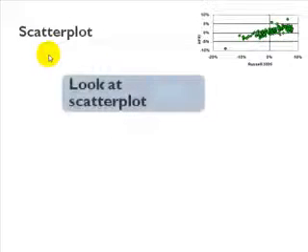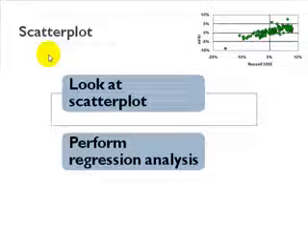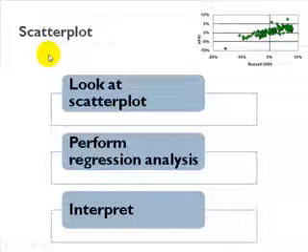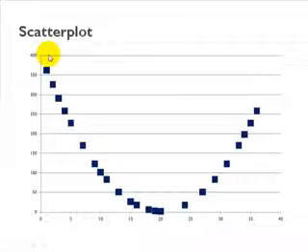There are three basic steps in a linear regression. First, we look at the scatter plot. Second, we perform the regression analysis, which generates estimates of population parameters. Third, we interpret that analysis. Why do we start by looking at the scatter plot?